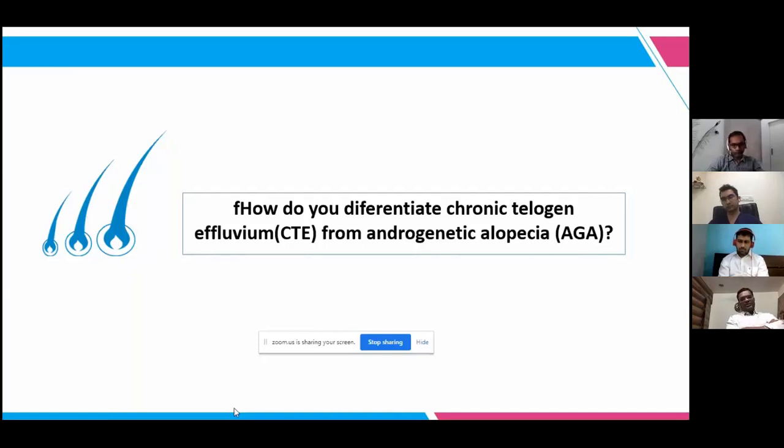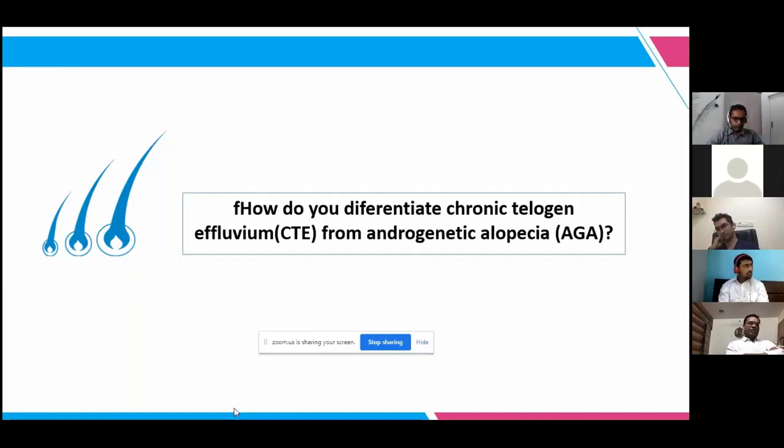And in telogen effluvium, there is more hair shedding. If you comb the hair or take a head bath, the patient will notice more hair fall. In androgenetic alopecia, hair thinning will be there, but not in chronic telogen effluvium, where the hair shedding will be more. So when it is difficult to differentiate between these two, trichoscopy definitely will help.